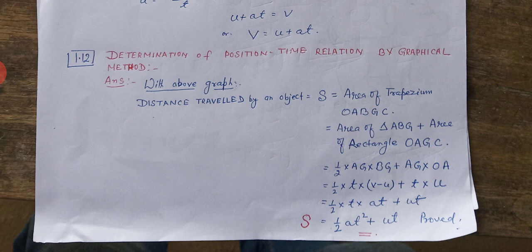1 by 2, AG indicates t, into BG indicates V minus U, plus AG indicates t and OA indicates initial velocity U. Half into t, we know that V minus U is equal to at. So at is being put instead of V minus U, plus t into U means Ut, and after that we get 1 by 2 at square plus Ut, proved, which was to be proved.